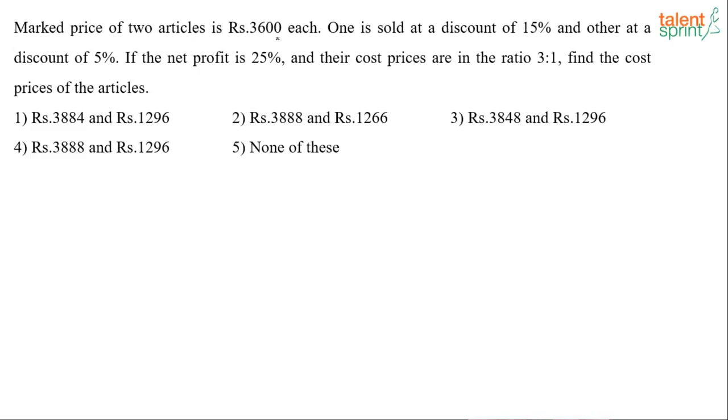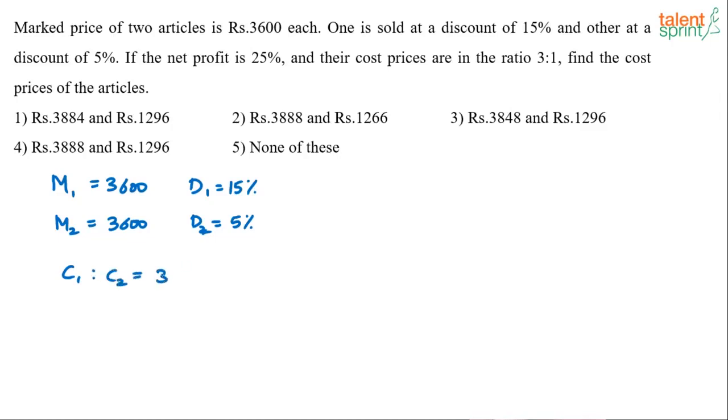Marked price of two articles is rupees 3,600 each. So M1 is equal to 3600, M2 is also equal to 3600. One is sold at a discount of 15% and the other at a discount of 5%. So D1 is equal to 15%, D2 is equal to 5%, the discount percentages. If the net profit is 25% and their cost prices are in the ratio of 3:1, find the cost prices of the articles. What else do we know? C1 is to C2 is equal to 3:1. The cost prices should be in the ratio of 3:1. And the net profit, total profit, is 25%.